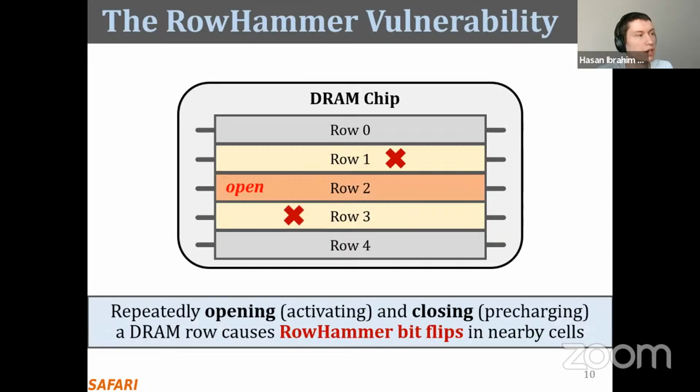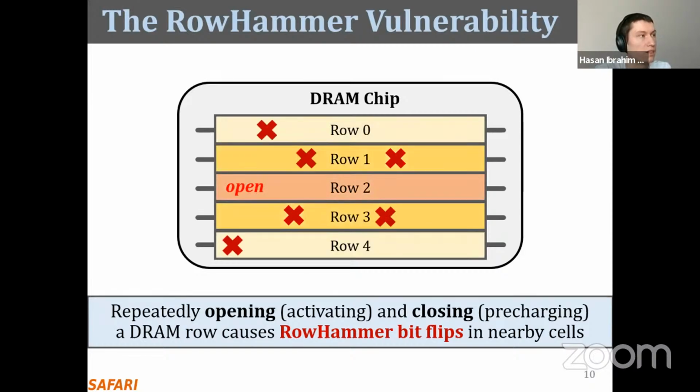What happens is these many repeated activations within a short time frame cause electromagnetic interference, which accelerates the charge leakage in the cells of the nearby rows. In this example, those are rows 1 and 3, and we call those victim rows. The row that we repeatedly activate and precharge is called the aggressor row, and rows 1 and 3 here are the victim rows. This operation of repeatedly activating and precharging the row can cause RowHammer bit flips in nearby cells.